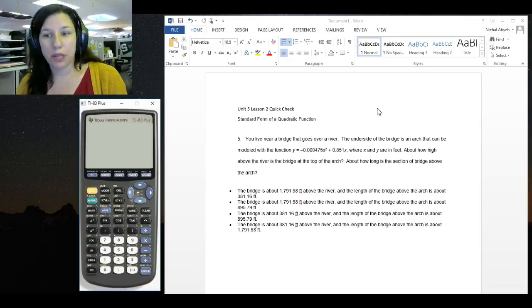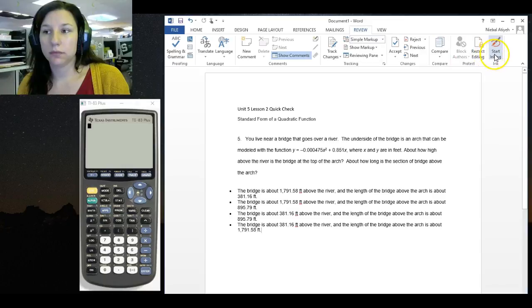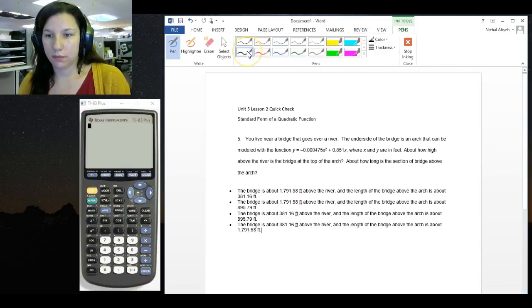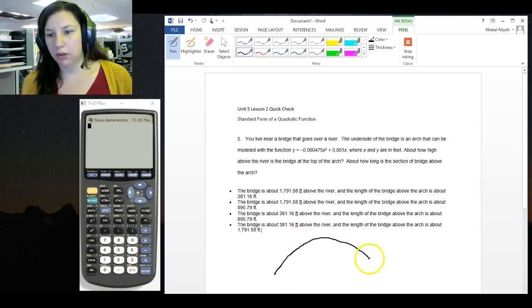So you live near a bridge that goes over a river. So the information I can get from that is that we have a bridge that's going over a river. And even if you didn't know anything about the shape of quadratic functions, we know bridges typically look something like this.